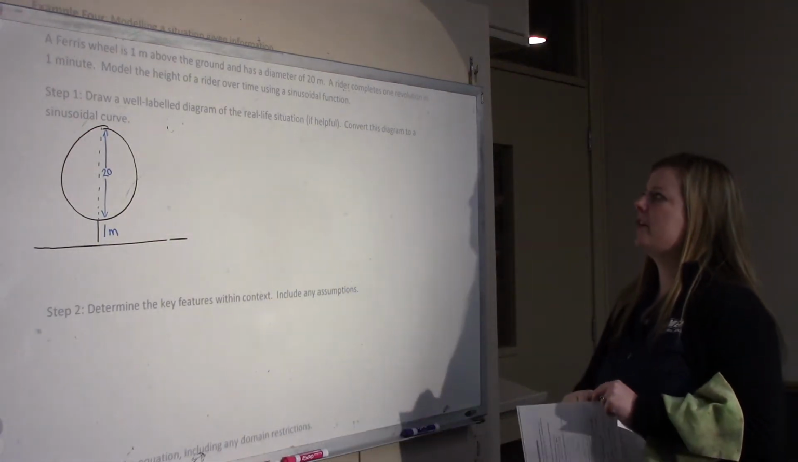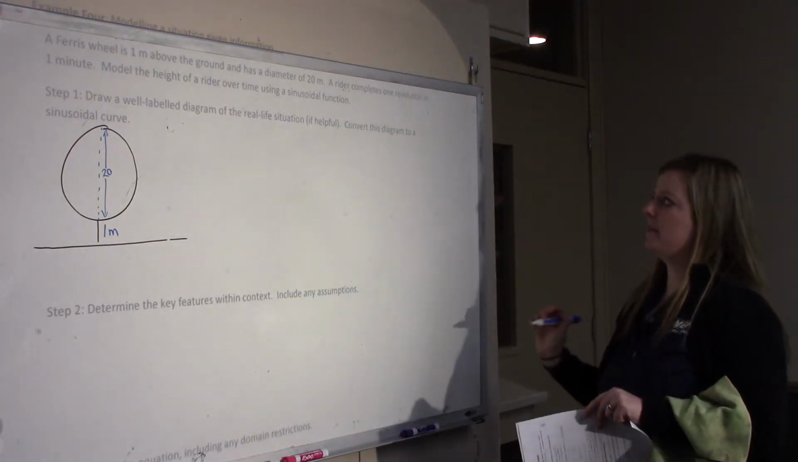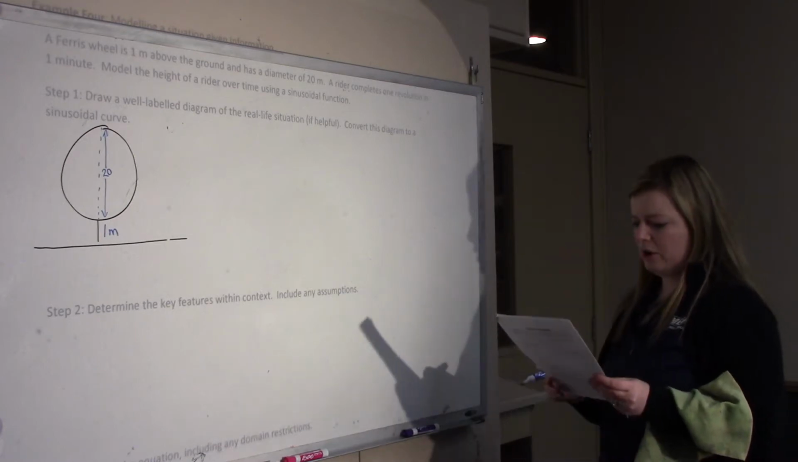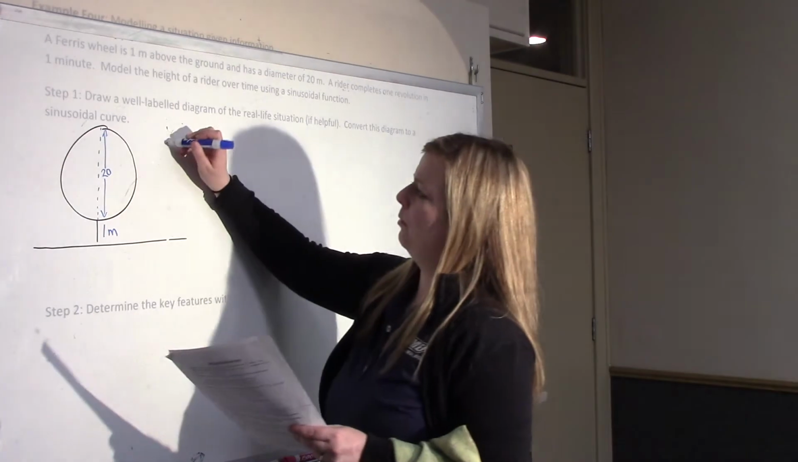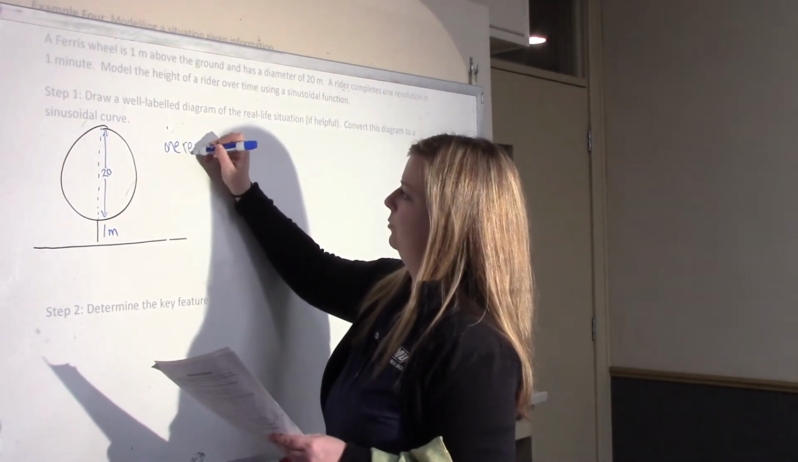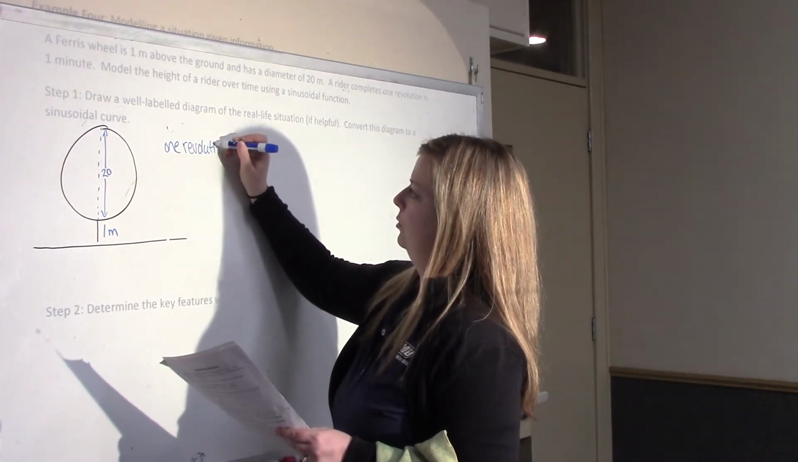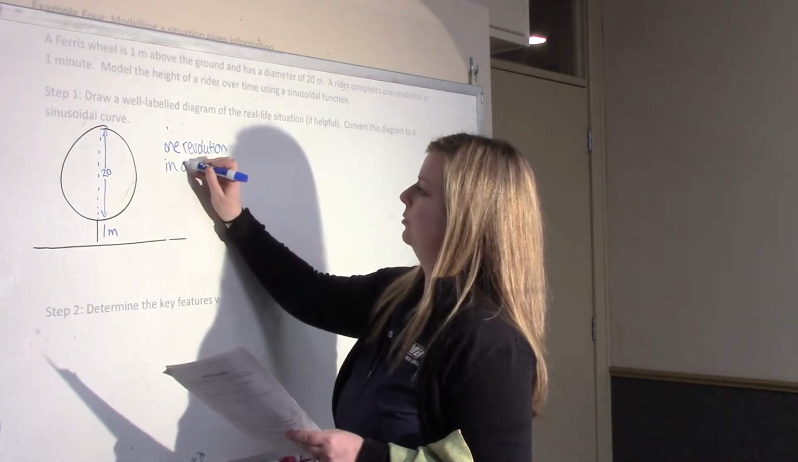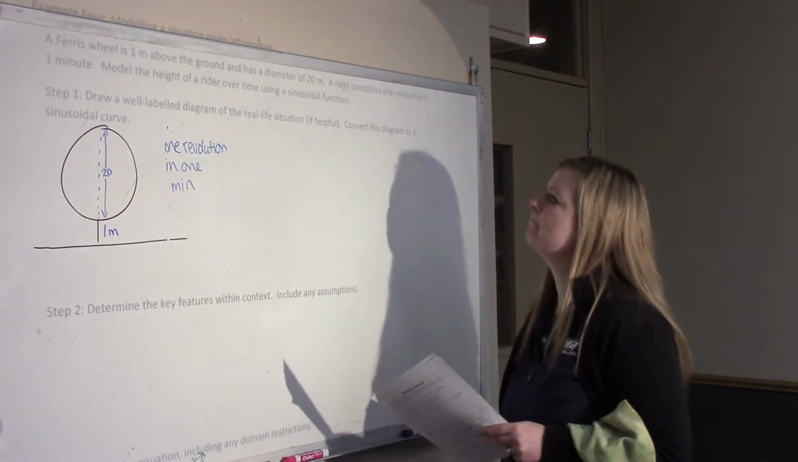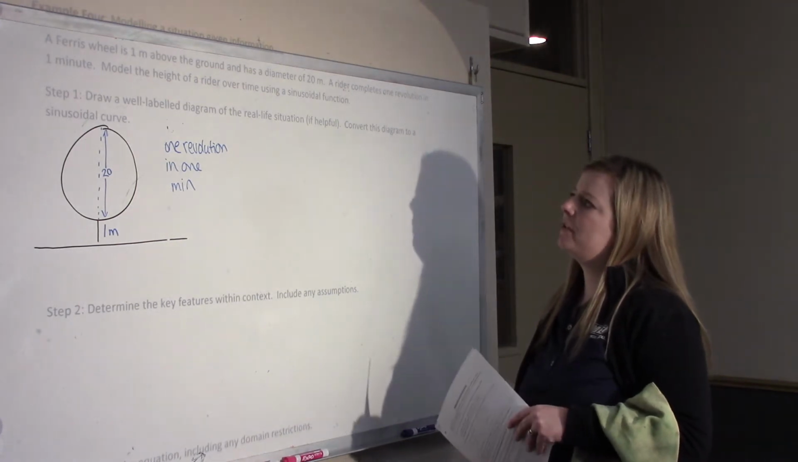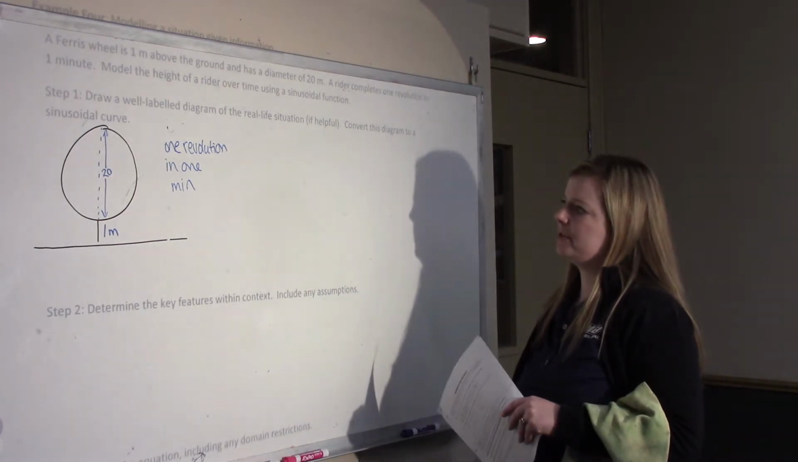Okay? A rider completes 1 revolution in 1 minute. Okay, 1 revolution in 1 minute. Model the height of a rider over time using a sinusoidal function.